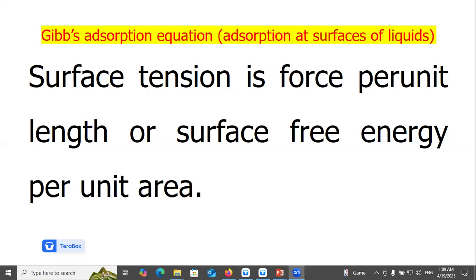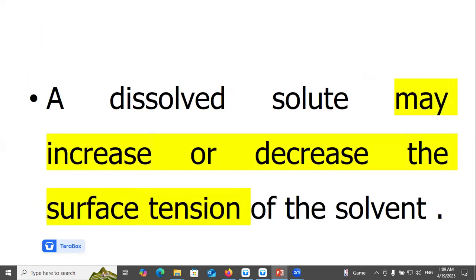Hello, I'm discussing the Gibbs adsorption equation, adsorption at the surface of liquids. Surface tension is a force per unit length or surface free energy per unit area. A dissolved solute may increase or decrease the surface tension of the solvent.